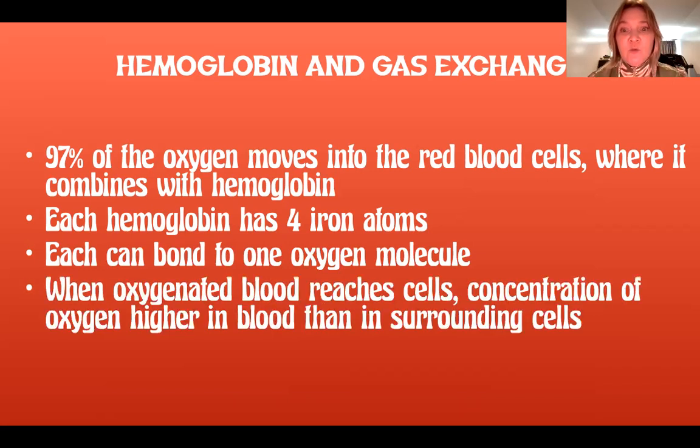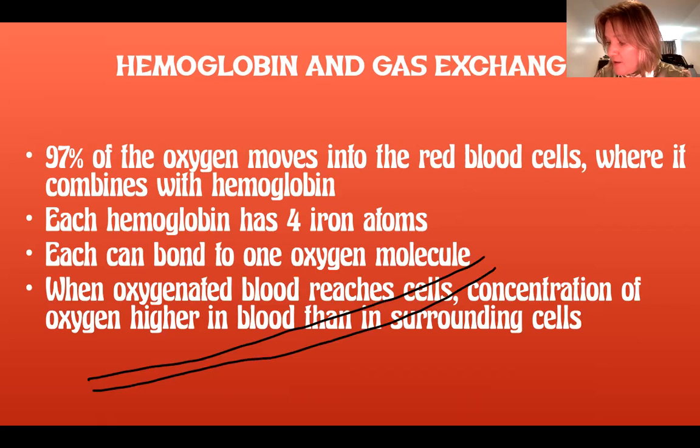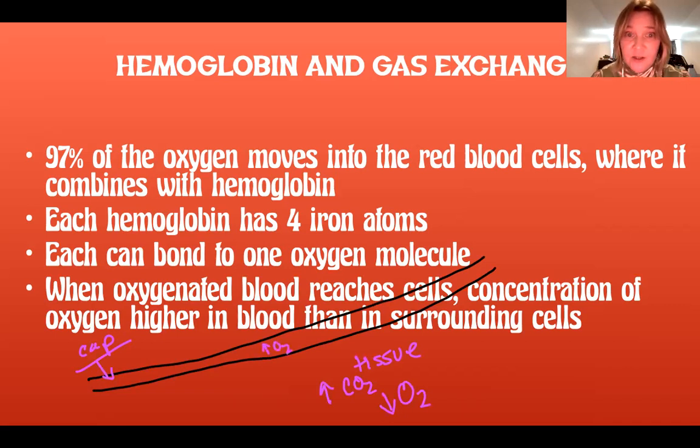When the oxygenated blood reaches the cells, the concentration is higher in the blood than the surrounding cells. So again, if we have a capillary here, and this is tissue, and of course this is a capillary. In the tissue, we have a high concentration of CO2 and a low concentration of O2. Inside the capillary, we have a high concentration of O2 because we just transported the oxygen from the lungs, and we have a low concentration of CO2. So again, we exchange high to low. It all happens by diffusion.